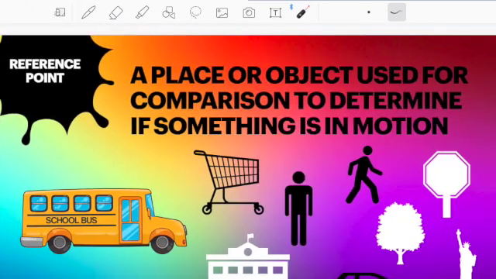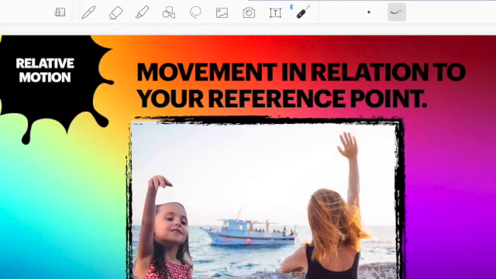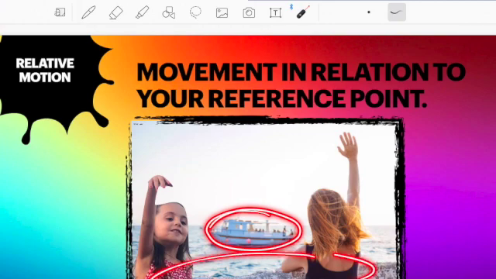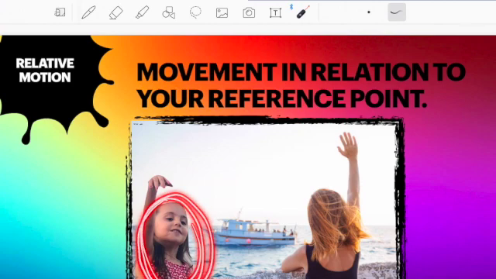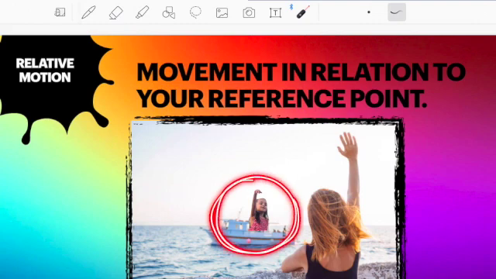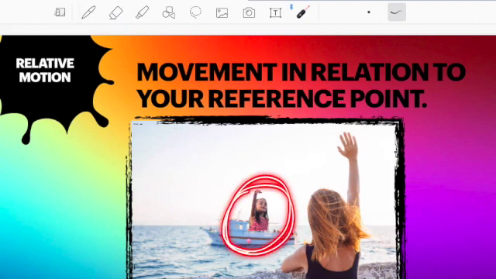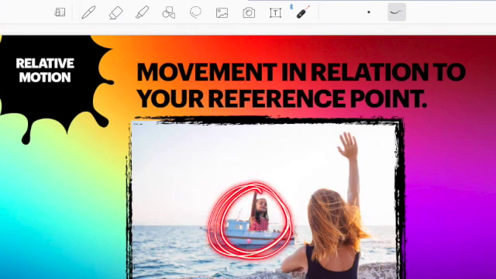Now, let's also talk about the relative motion. Relative motion is when you're moving relative to your reference point. Remember we said in class that, for example, there is motion from the boat relative to the girls, okay? Or there is motion from the girl relative to the boat. But if the girl moves into the boat, there is no motion from the girl relative to the boat. Okay, the girl that is inside the boat.